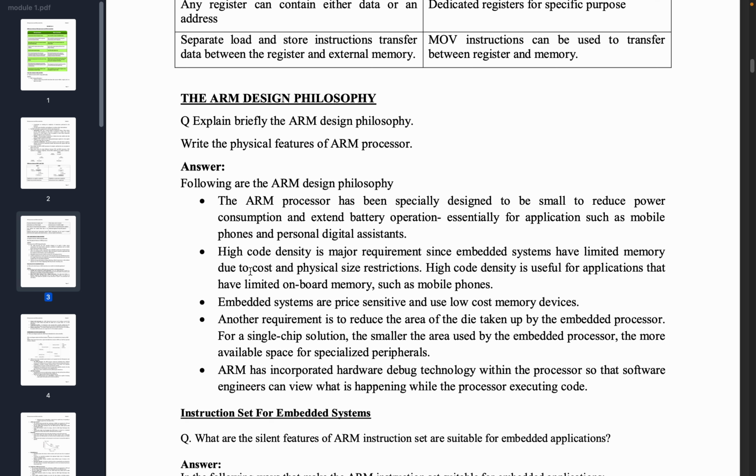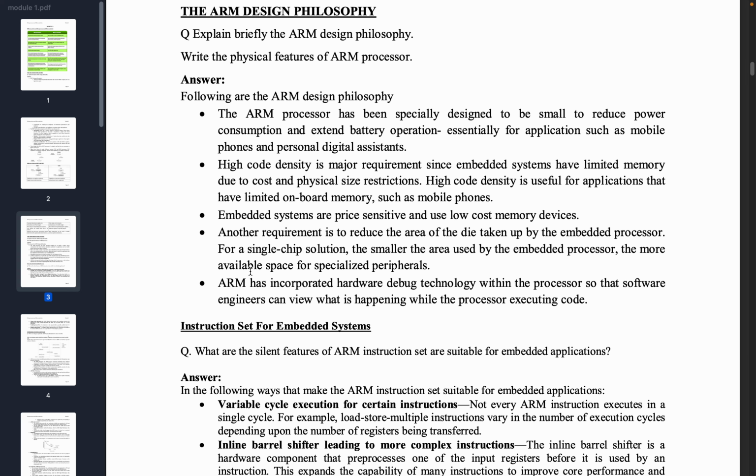Then ARM has an incorporated hardware debug technology with the processor. A software engineer can view what is happening while the processor is executing code. That is the ARM design philosophy.